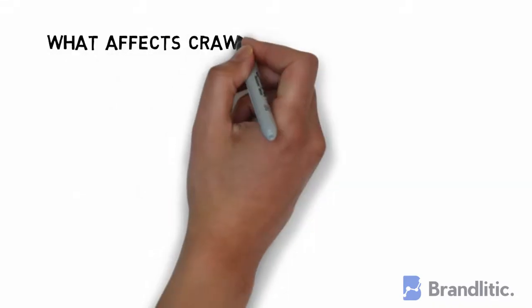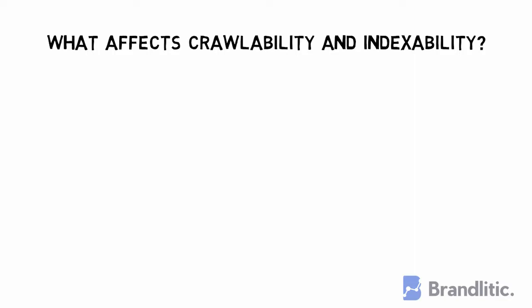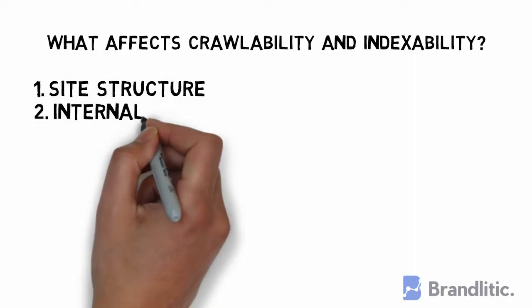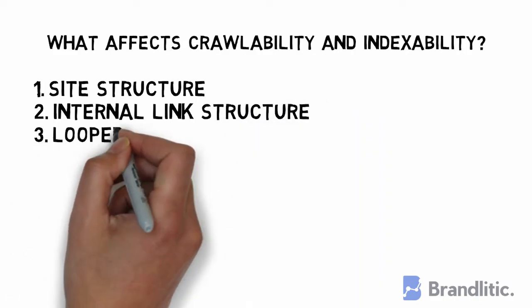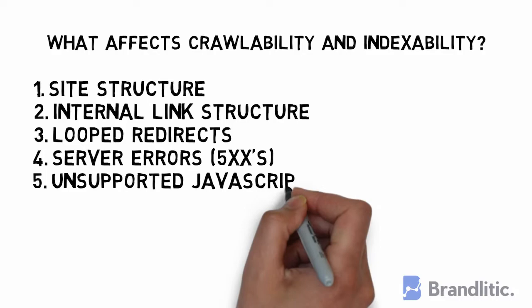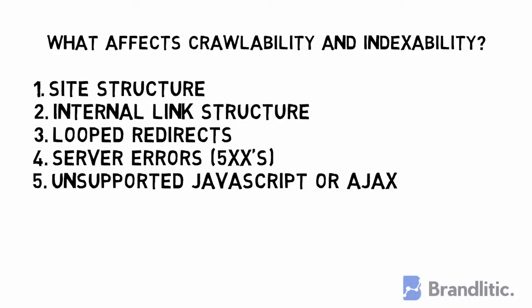Which brings us down to the question, what affects crawlability and indexability? Number 1, site structure. Number 2, internal link structure. Number 3, looped redirects. Number 4, server errors. And number 5, unsupported JavaScript or AJAX.